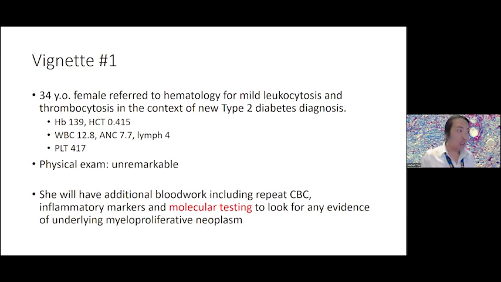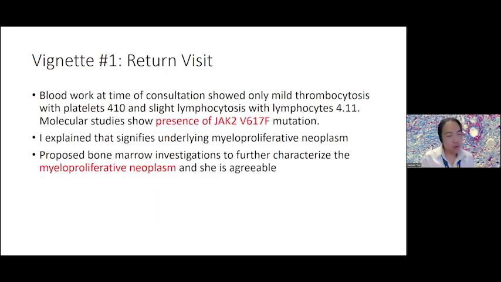So maybe I'll just continue on, because we're using this as a case because I think it's still a matter of debate whether you should do molecular testing for screening purposes. And in this case, in this young female, it does return with the presence of a JAK2 V617F mutation. So the second part here is, is there enough information? Is it actually a myeloproliferative neoplasm at this stage?